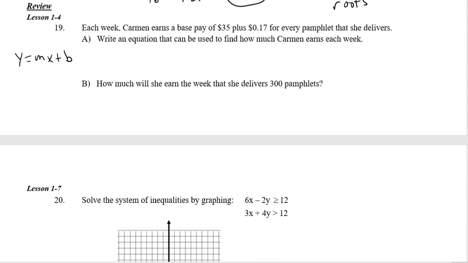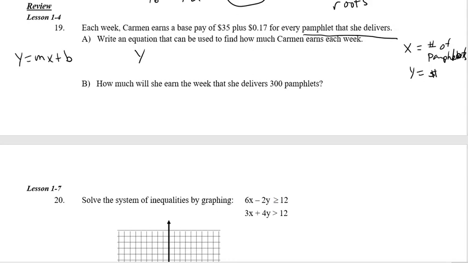In this particular case, her pay is determined by how many pamphlets she delivers. So I'm going to let x be the number of pamphlets, and y is going to be pay, how much she earns. Remember, x is independent and y is dependent. Think of it this way: her pay is dependent on the number of pamphlets that she delivers.